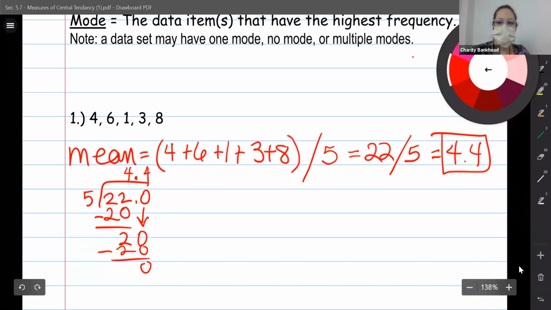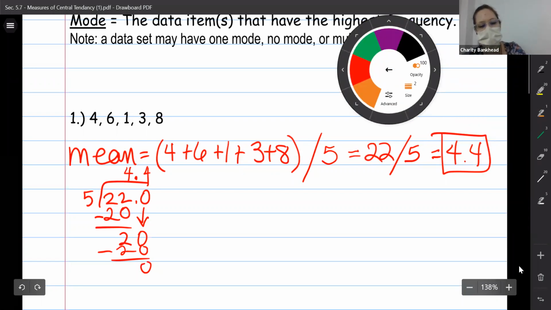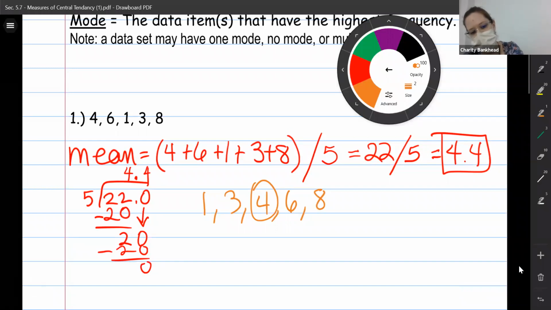And to find the median, we want to put them all in order from smallest to largest. So that would be 1, 3, 4, 6, 8. And then the middle number is 4. So it has 2 numbers on either side of it. So that's the median.